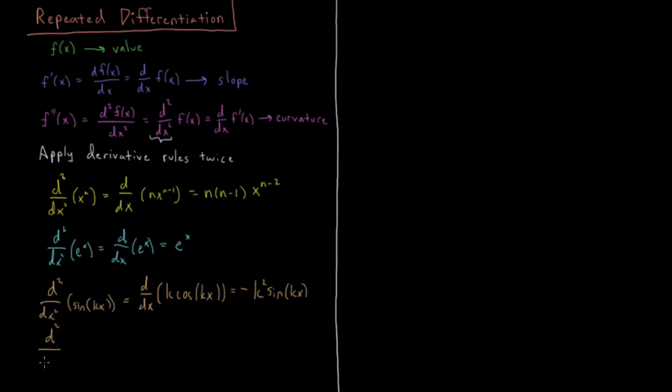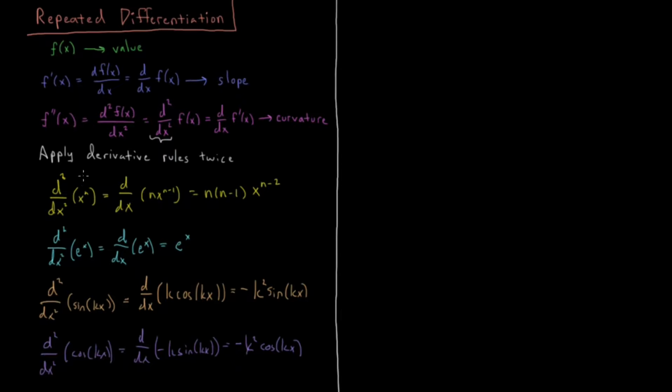All right, same thing for cosine. The second derivative of cosine of kx is the derivative of minus k sine kx. The derivative of sine kx is k cosine kx, so we get minus k squared cosine kx.